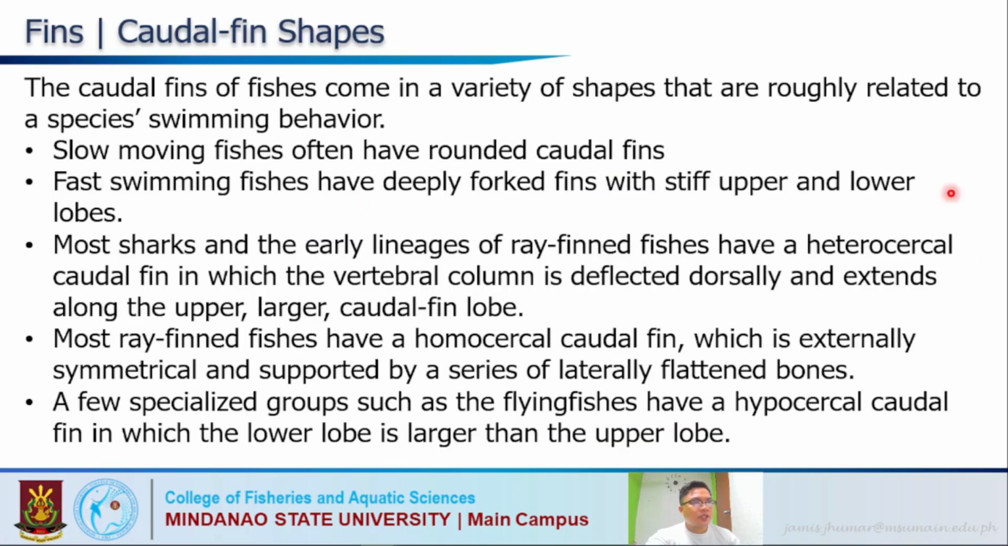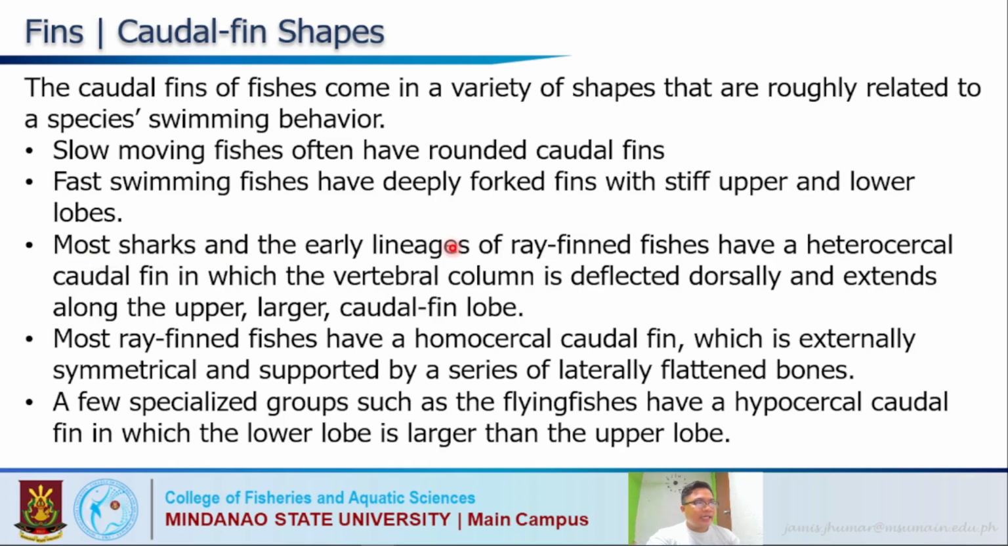And now let's proceed to the caudal fins. So the caudal fins of fishes come in a variety of shapes that are roughly related to the species' swimming behavior. Slow-moving fishes often have rounded caudal fins. Fast-swimming fishes have deeply forked fins with steep upper and lower lobes.